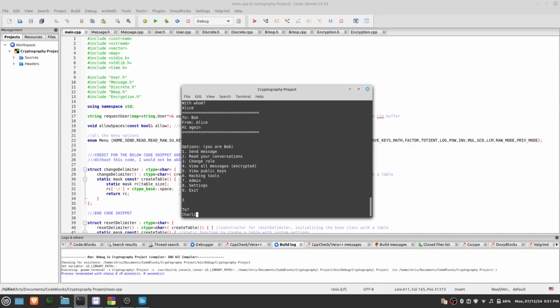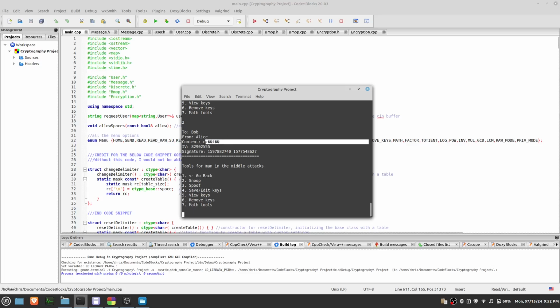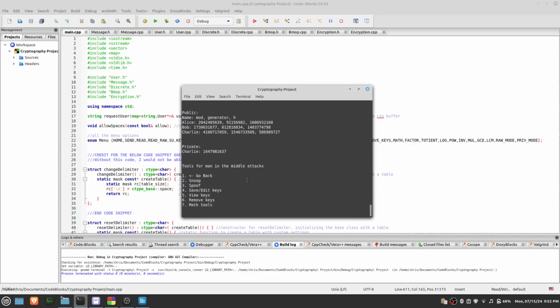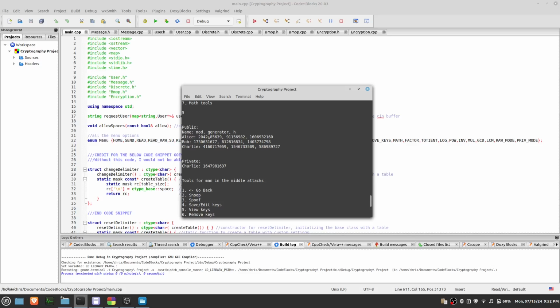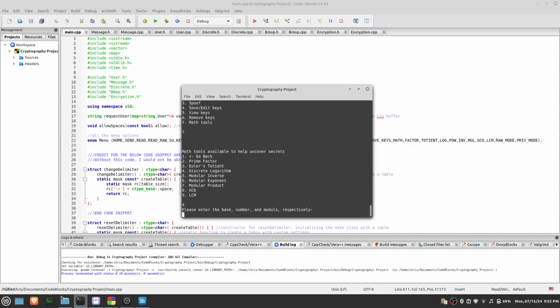Alright, let's change role to Charlie. And we're going to hacking tools. We're gonna snoop. We can't see what Alice said to Bob, so let's try and find Bob's private key. So let's view keys. We can view the public keys. Okay, let's use math tools. Alright, so what we want is, this is the generator, this is g to the x mod m. So we're going to figure out what g has to be raised to the power of to equal that, mod that. So let's do discrete logarithm.